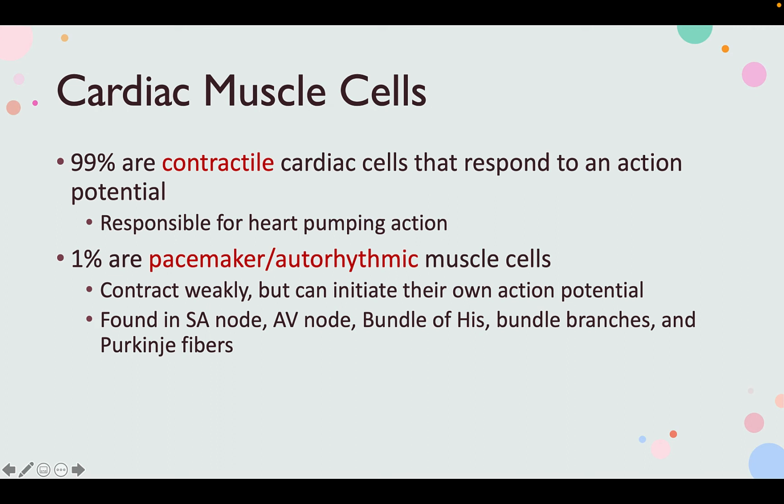Well, this action potential that makes them contract is generated from the pacemaker or autorhythmic cells, automatically causing the rhythm of the heart muscle cells. When you have an artificial pacemaker put in your body, this is what they were trying to replicate because your heart is too weak to do it on its own, so you put one in. But in a normal heart, these are contracting weakly, but they initiate their own action potential. They're found in the SA node, the AV node, the bundle of His, bundle branches, and Purkinje fibers. And we'll break that down next.